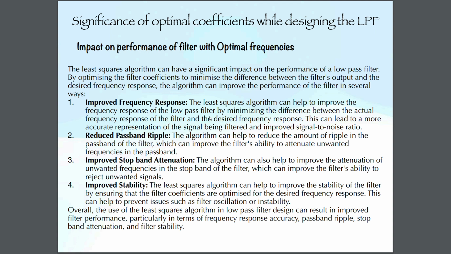Improved stability. So this least square algorithm can help to improve the stability of the filter by ensuring that the filter coefficients are optimized for the desired frequency response. This can help to prevent issues such as filter oscillation or instability. So overall, the use of the least square algorithm in the low pass filter can result in improved filter performance, particularly in terms of frequency response, accuracy, passband ripple, stopband attenuation, and filter stability.